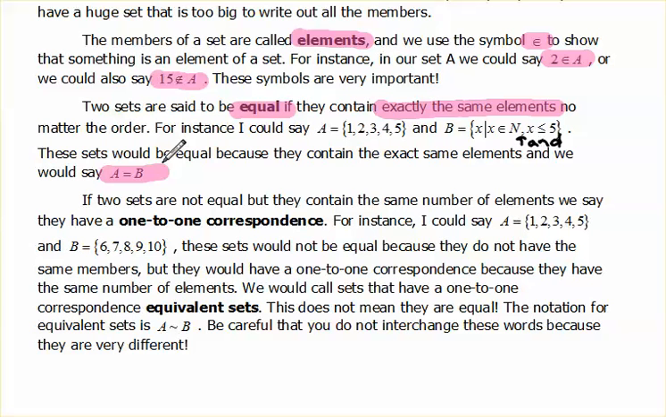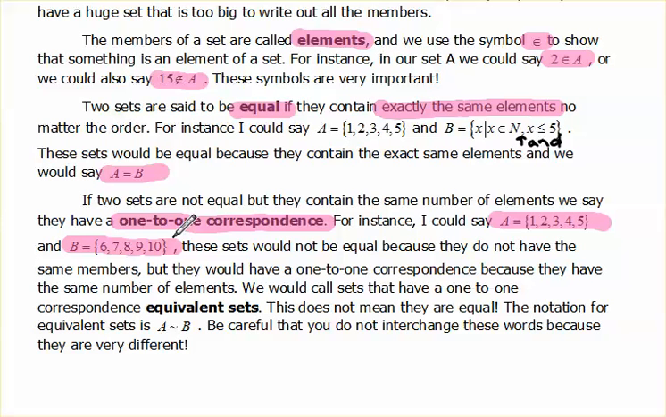Now, if two sets are not equal, say they don't have the exact same elements, but they have the same number of elements, then we talk about them as having a one-to-one correspondence, meaning that for every element in set A, there's an element in set B. They don't have to be the same items, but there's the same number of items. So for instance, let's talk about our A again. We're using that same set, {1, 2, 3, 4, 5}. And this time B is going to be {6, 7, 8, 9, 10}. Now clearly these sets are not equal because they do not have the same elements, but they have a one-to-one correspondence because they have the same number of elements.